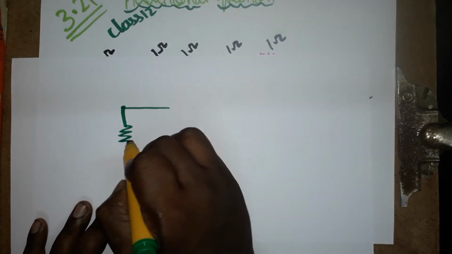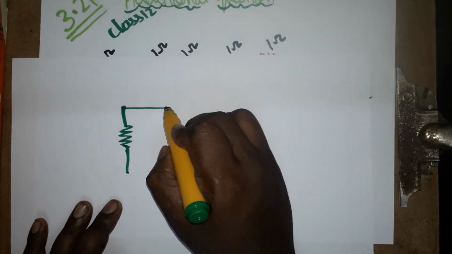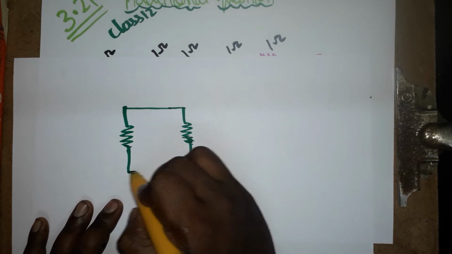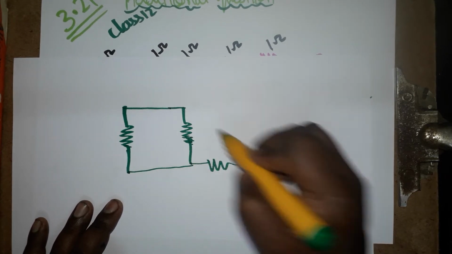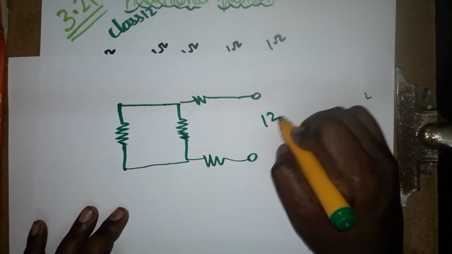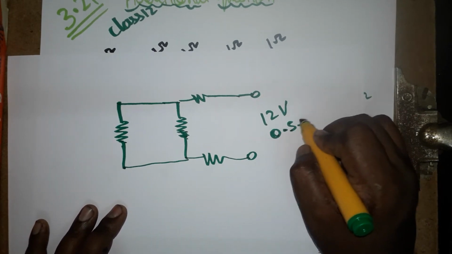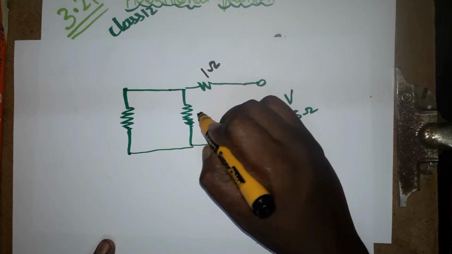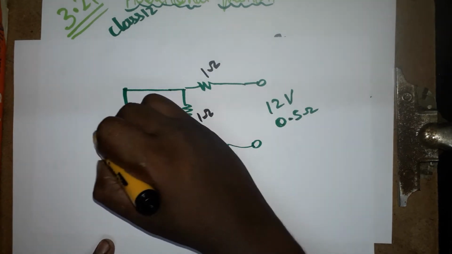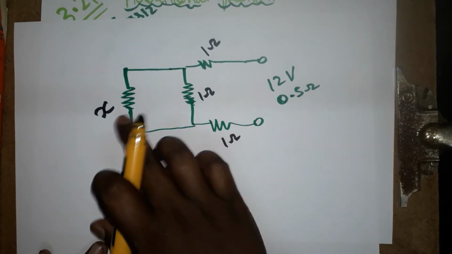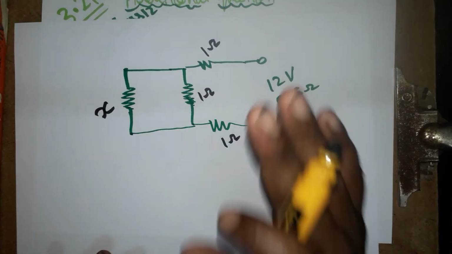I will tell you when I am doing the problem, and you can easily understand why I took that value as x. Here I applied the voltage of 12 volts with an internal resistance of 0.5 ohms. Now this is 1 ohm, 1 ohm, 1 ohm, 1 ohm, and this is x. First we will solve this, then I will tell you why we took it as x.